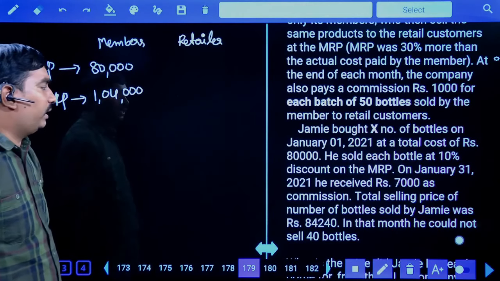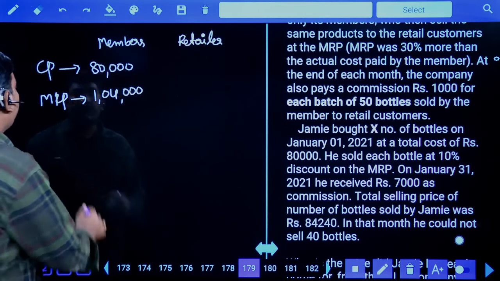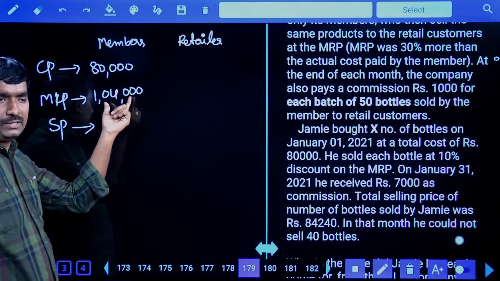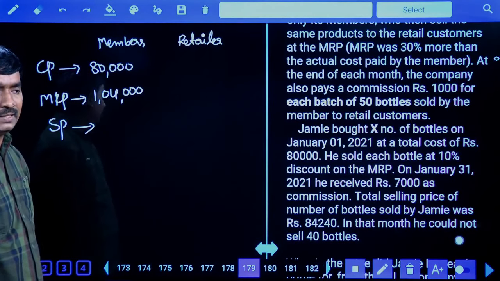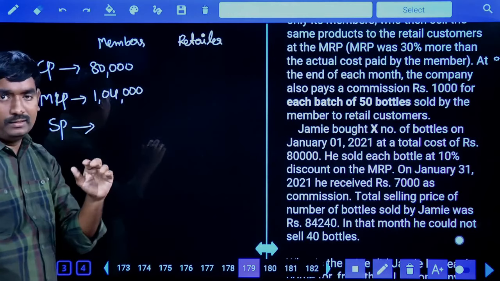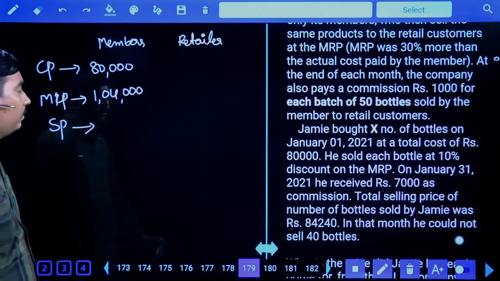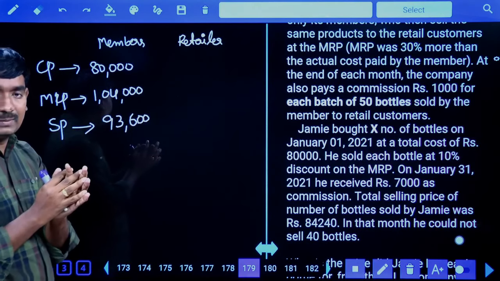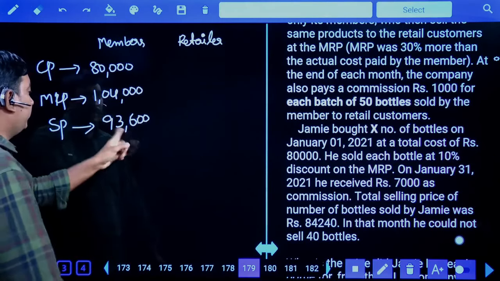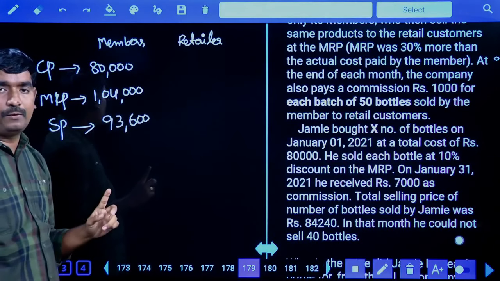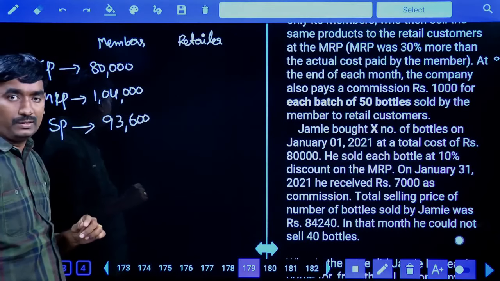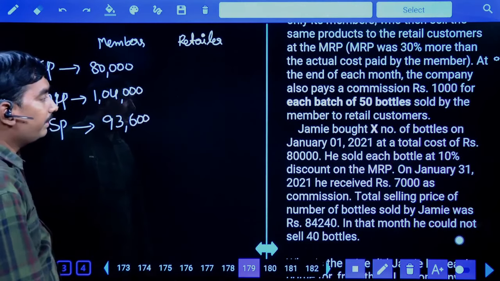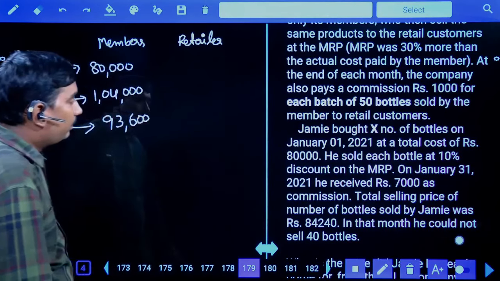He sold each bottle at 10% discount on the MRP. MRP 1,04,000. 10% discount means in 1,04,000, 10% is 10,400. So remaining 93,600 is the selling price of all the bottles. Suppose if we sell all the bottles, then this will be the selling price. All bottles MRP 1,04,000. All bottles cost price 80,000. All bottles selling price 93,600. Then on January 31 means at the end of the month.